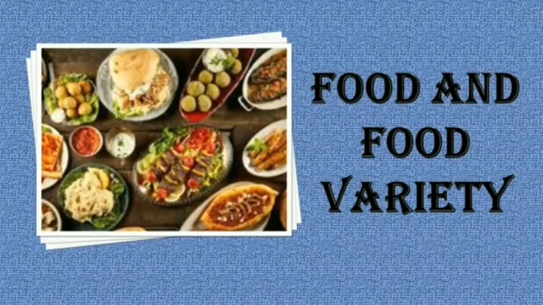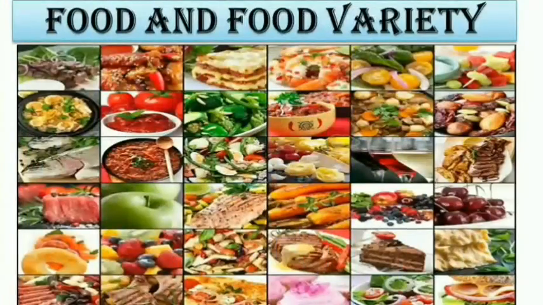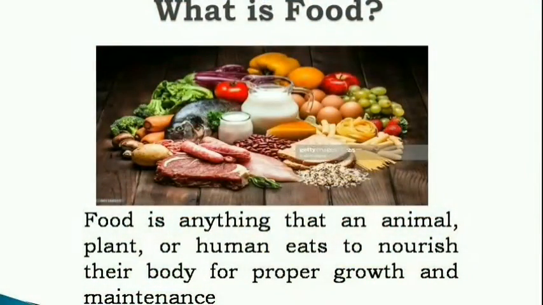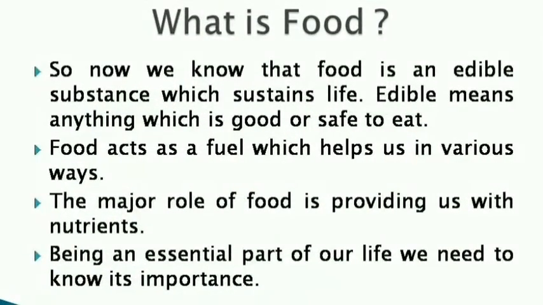We'll start with the first part of the lesson, food and food variety. We know that in order to survive, all of us need food. So, what is the definition of food? We can say that food is anything which an animal, plant, or human eats to nourish their body for proper growth and maintenance. So, now we know that food is an edible substance which sustains life.